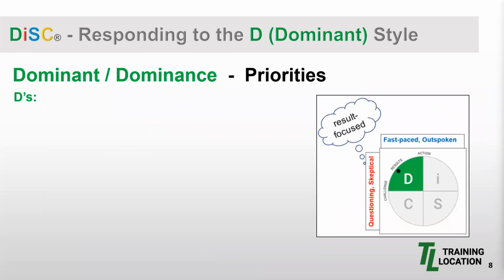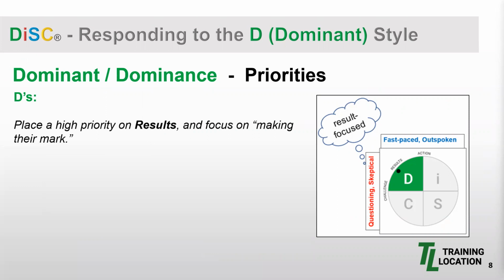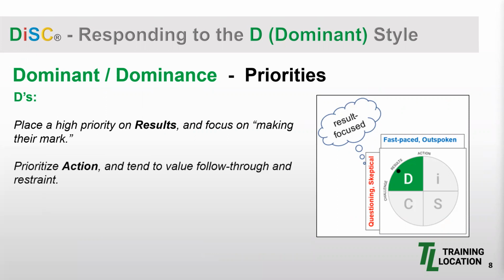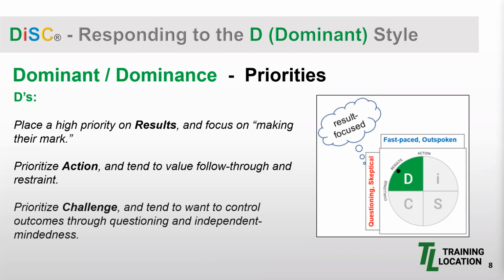Here's a reminder from an actual DiSC profile report for a D style. Ds place a high priority on results and focus on making their mark. Ds prioritize action and tend to value follow-through and restraint. And Ds prioritize challenge and tend to want to control outcomes through questioning and independent-mindedness.